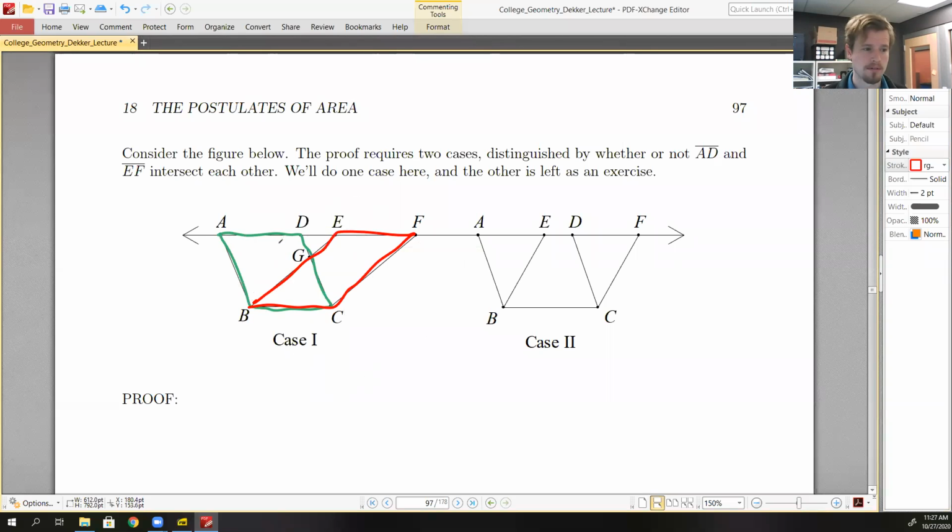I don't know. Anyway, so we have two parallelograms and they have a common base and the opposite sides are in the same line. So that's what we're talking about here. And what we're saying is that these two parallelograms have the same area. Awesome. So we're going to consider the first case. The second case is left for an exercise. So case one, where the lines do not overlap.